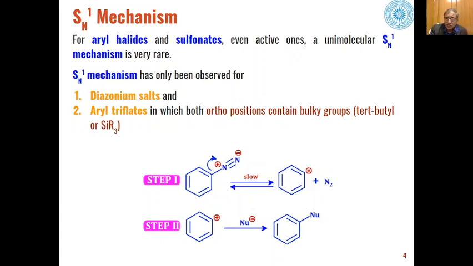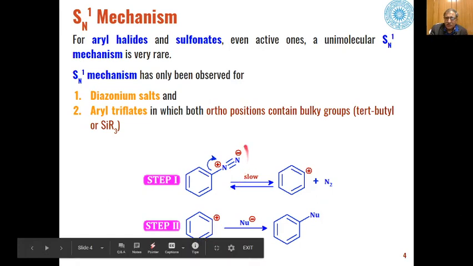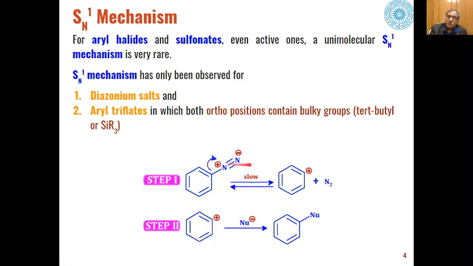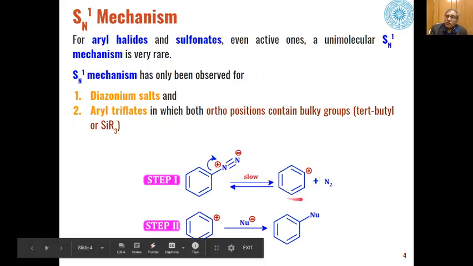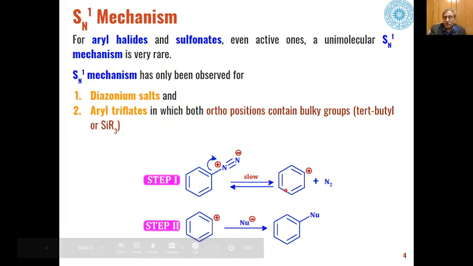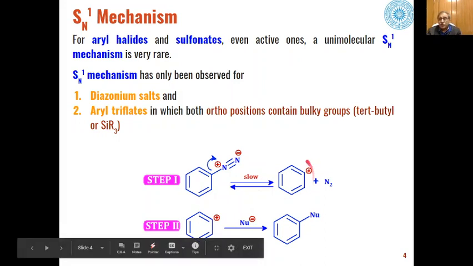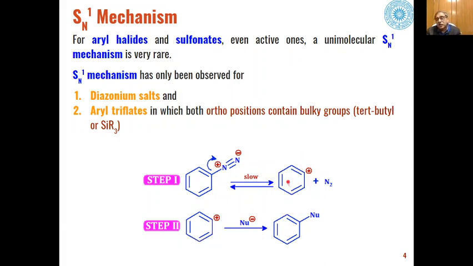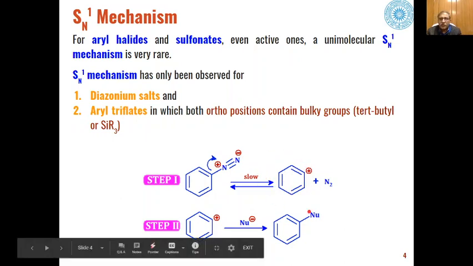Here the reaction takes place in two steps. For example, if this is the diazonium salt which we have, in the first step it will undergo elimination of a molecule of nitrogen, and a phenyl cation will be formed, which is a slow process. The formation of the phenyl cation, or aryl cation if the phenyl group is a substituted one, is the slow process, and then this aryl or phenyl cation interacts with the nucleophile to give us the product.